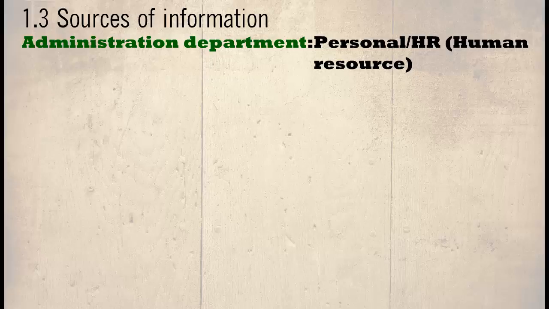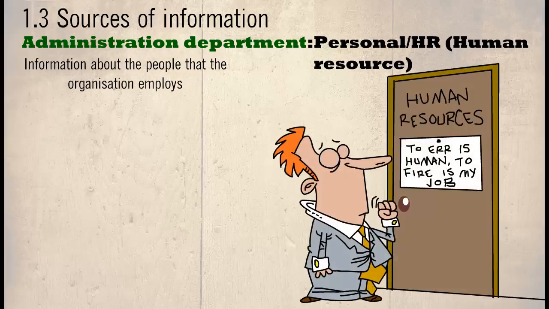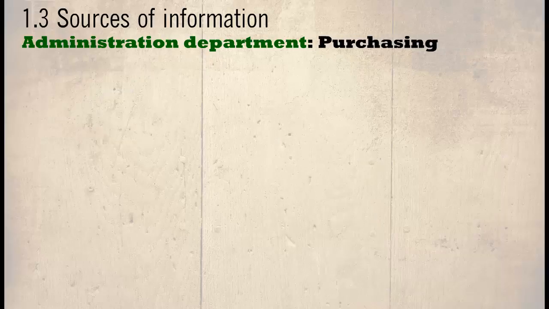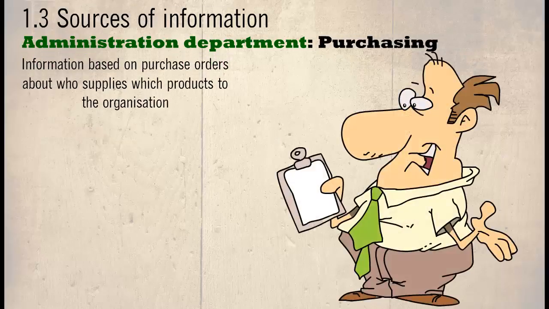Personnel or HR, Human Resources department. Information about the people that the organisation employs, such as their contact details and skills. Purchasing department. Information based on purchase orders about who supplies which product to the organisation, how often and for what price.